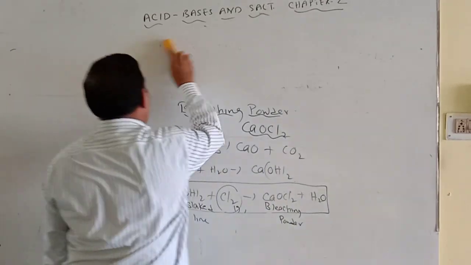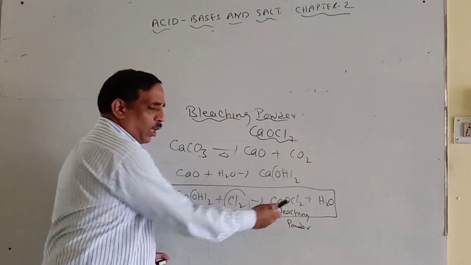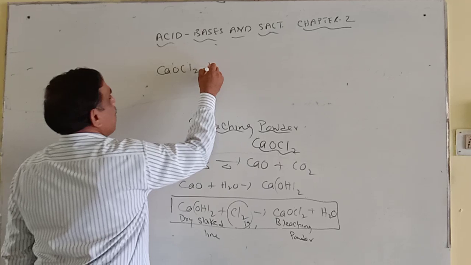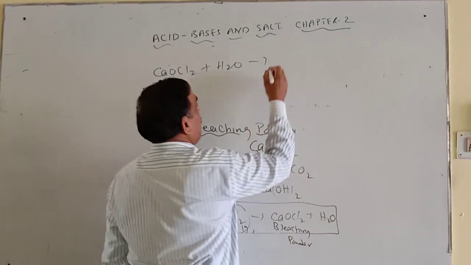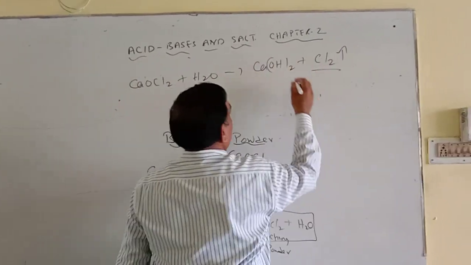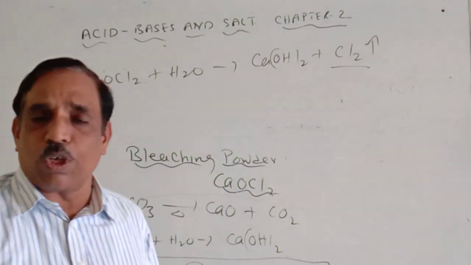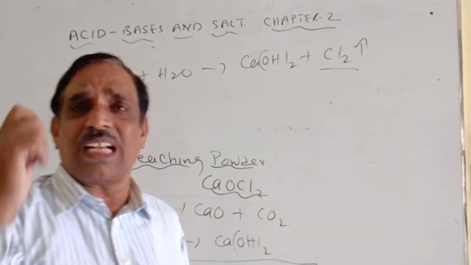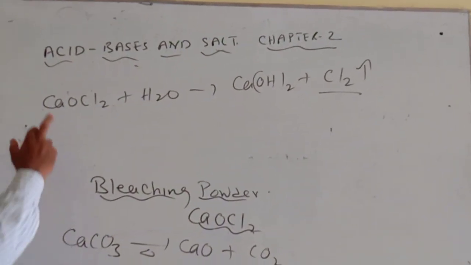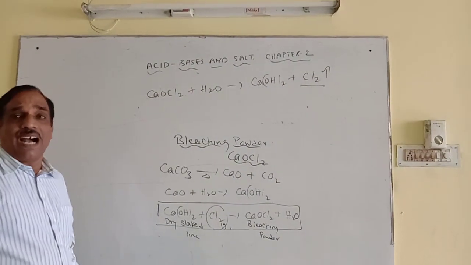What happens when bleaching powder is added to water? A commonly asked question. So if you reverse this equation, bleaching powder is calcium oxychloride. When it reacts with water, it gives back calcium hydroxide and chlorine gas. This chlorine gas which is liberated in the water will kill the microorganisms. That's why it is used as a disinfectant. So this is the preparation, and this is the property. What happens when bleaching powder is added to water? Commonly asked question.